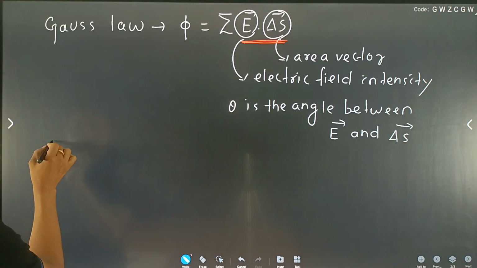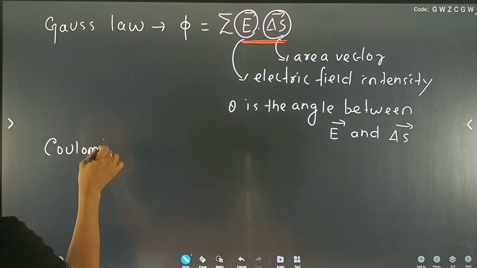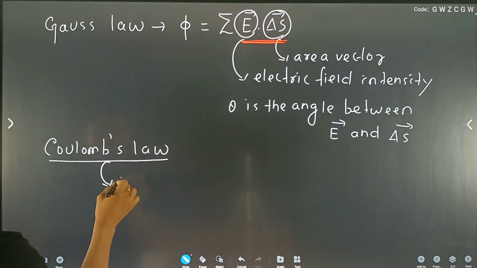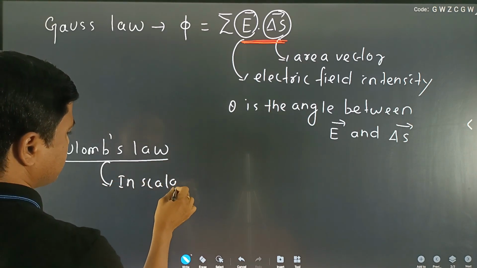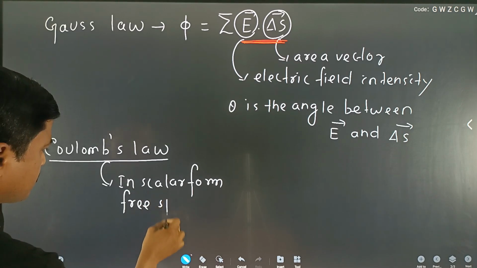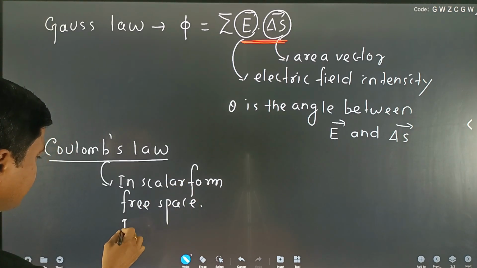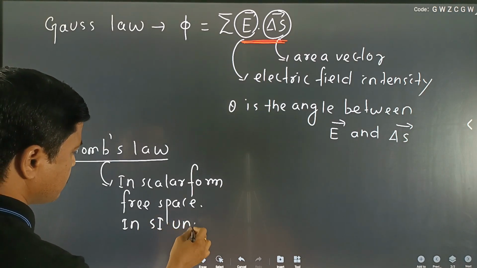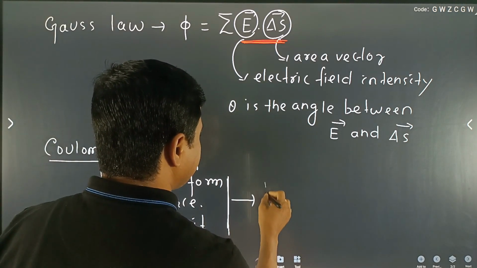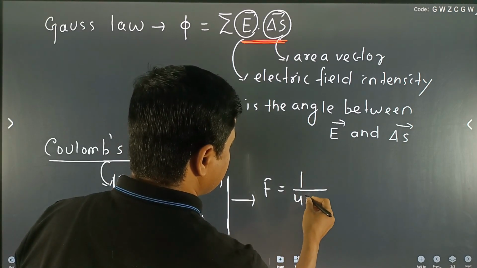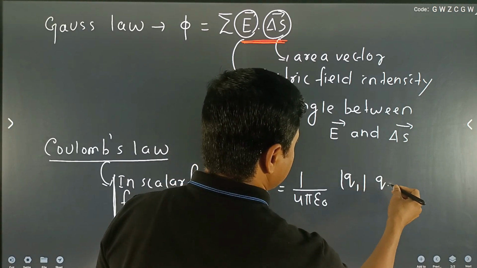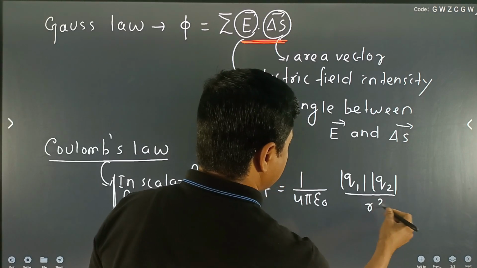Similarly, Coulomb's law in scalar form, for free space and in SI unit: force F is equal to 1 divided by 4 pi epsilon 0, magnitude of first charge Q1, magnitude of second charge Q2, divided by r square.